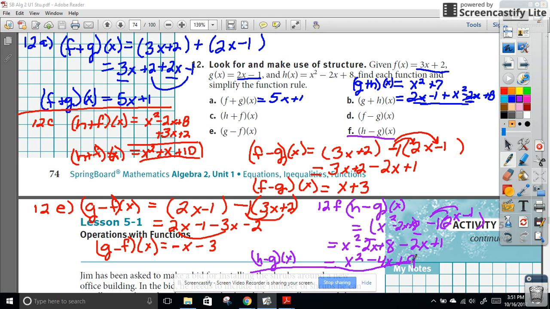Okay, addition, subtraction, multiplication, and division. That takes care of the addition and subtraction. I'm going to stop the video here.